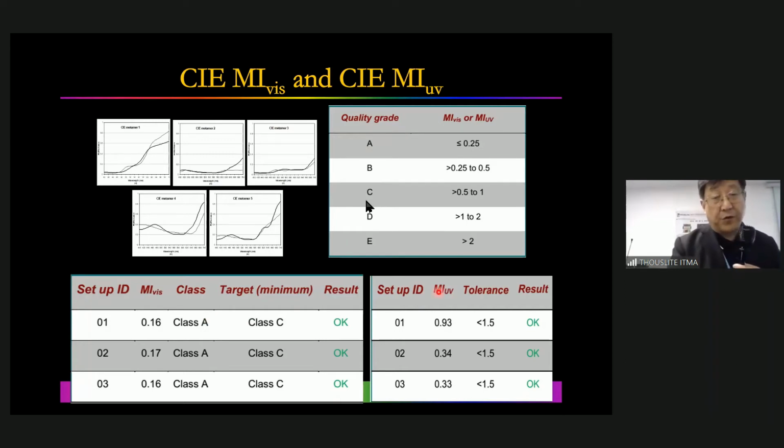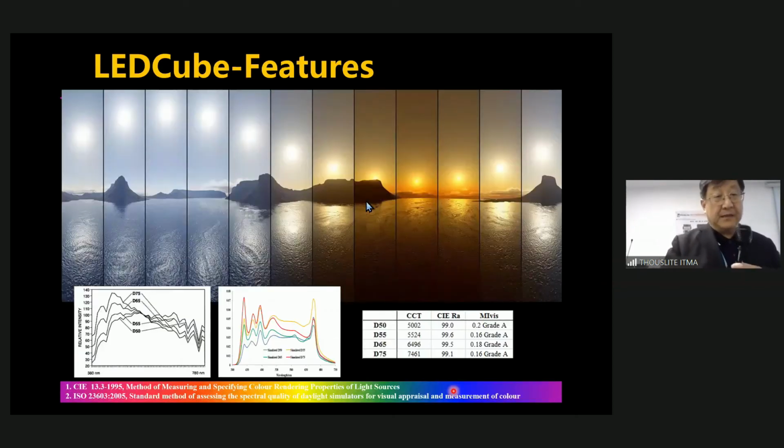And for the UV, there are 2 pairs of samples. The tolerance is 1.5, and ours are 0.93, 0.34, and 0.33, so all of these passed. On the right is the daylight, which changes its sensitivity from morning till night. On the left is the CIE definition, and this is what we achieved using the 11 LED spectra.